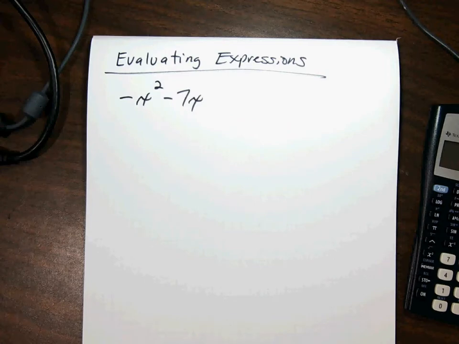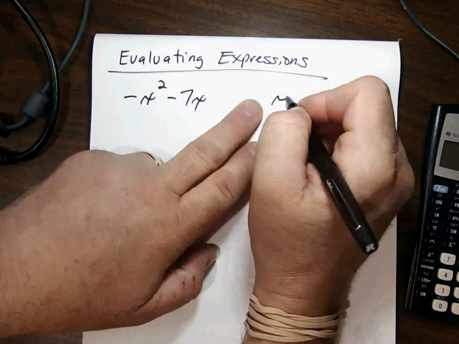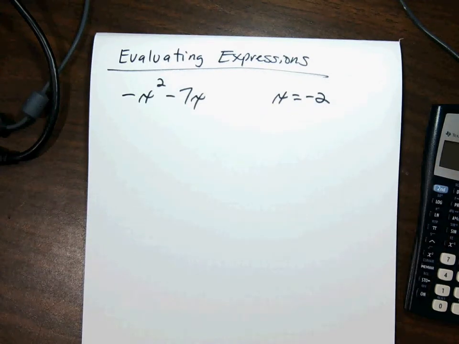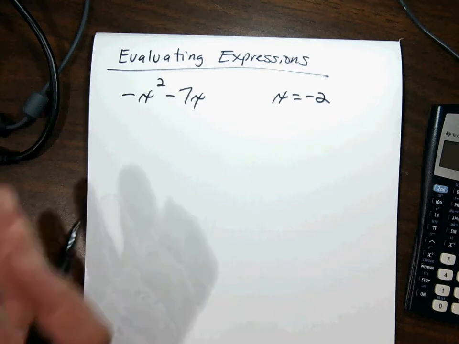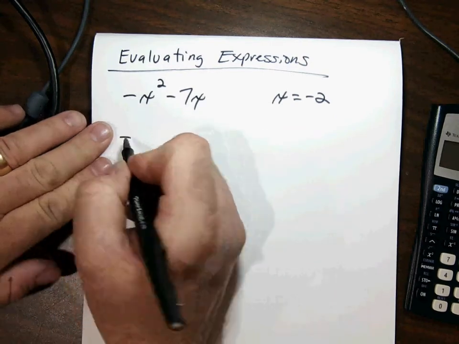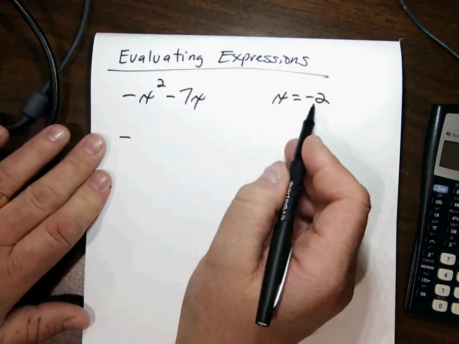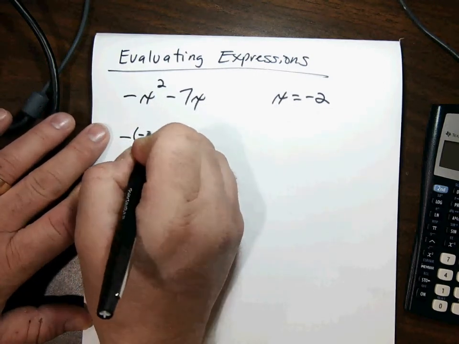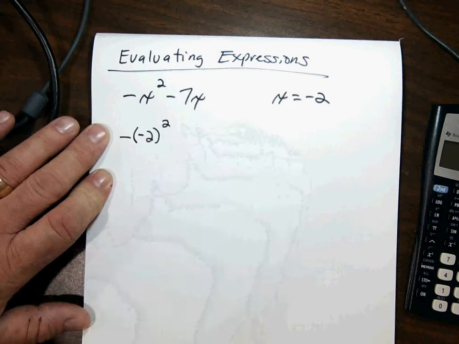Okay, but if I tell you what x is, x is negative 2, now you can do what's called evaluate. You can put the negative 2 in there wherever you see an x, and you can boil this down to a value. Now this is a pretty complicated one with all these negatives. Let's be careful. That negative comes down. X is negative 2, and I'm going to square it. So I must open a parenthesis here, put my negative 2 in there, and then square it.